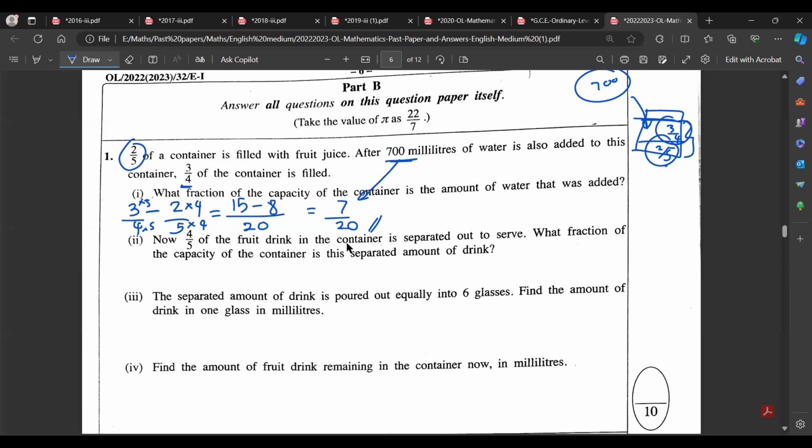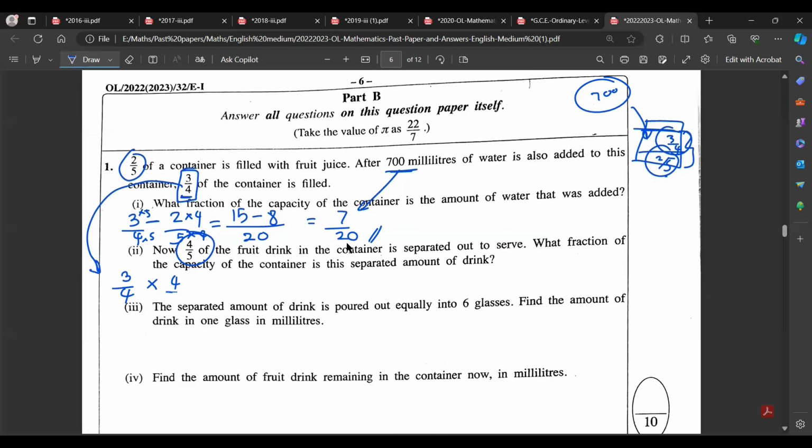Now you are taking off from this one. What is the container remaining now? Now after filling this one, they are having, look here, this is the container filled now. Now they are having 3 over 4. Of that, they used what? 4 out of 5. Clear?